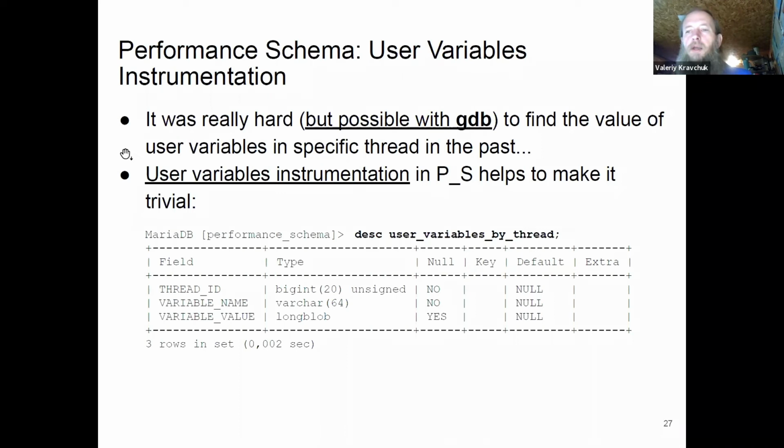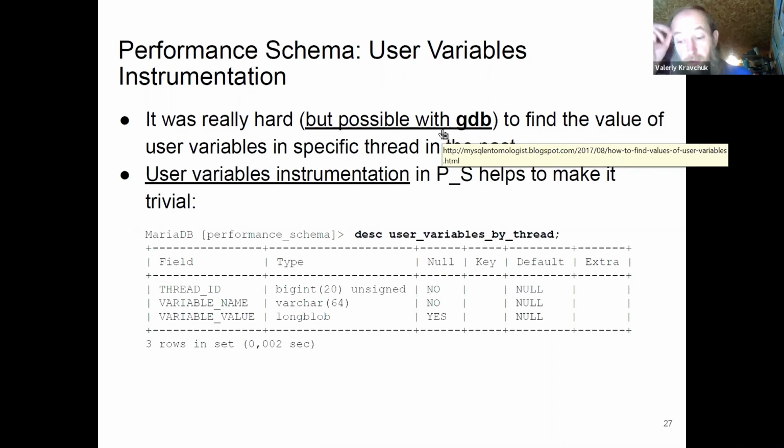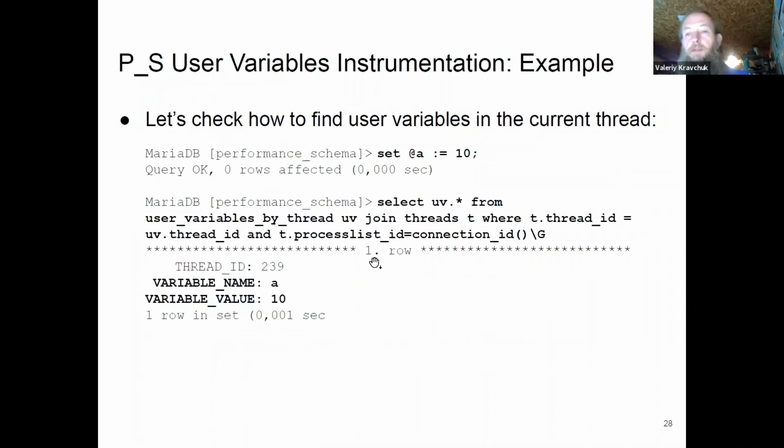So the only way to check user variables was to attach a debugger like GDB, and I did that. But it's not trivial even there, because they are stored in a hash by name, so you need to know how hash tables work inside MySQL or MariaDB. It was a non-trivial task even for an experienced developer to find them. So now we can just see user variables in any thread.